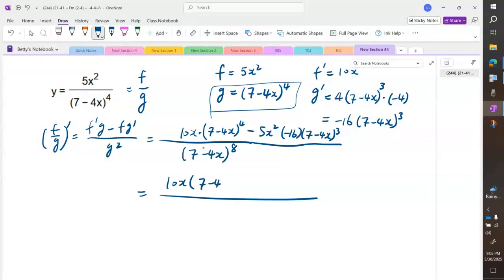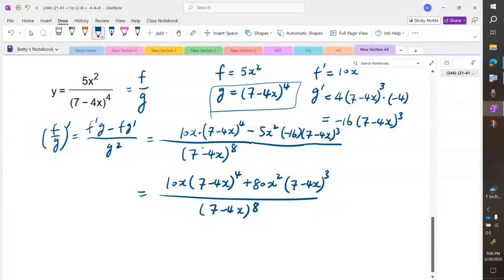10x, (7 minus 4x) to the power of 4. And here minus positive. What's 16 times 5? 80? Yeah. 80x squared times (7 minus 4x) to the power of 3. Denominator (7 minus 4x) to the power of 8.